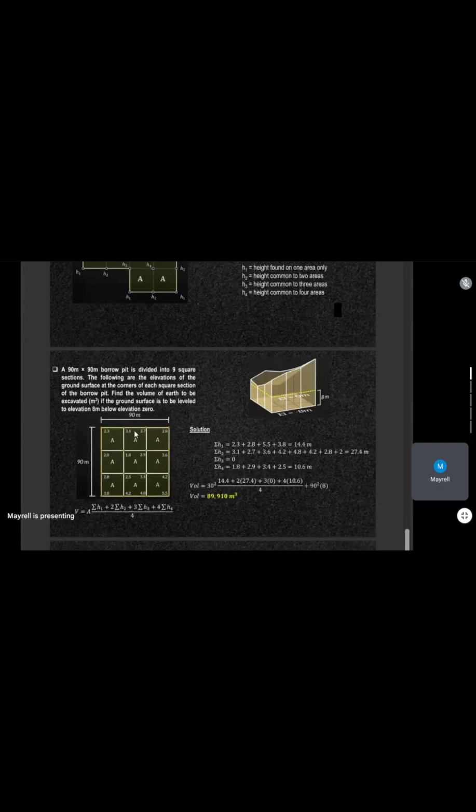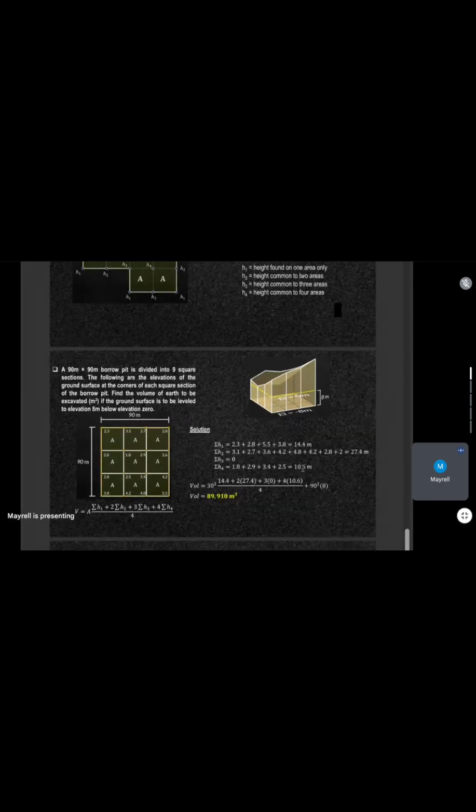So this one: 3.1 plus 2.7 plus 3.6 plus 4.2 plus 4.8 plus 4.2 plus 2.8 plus 2, is 27.4 meters. Summation of H3: it looks like this, it's just squares, so there's no H3, so 0. Summation of H4, common to 4 areas, those inside: 1.8 plus 2.9 plus 3.4 plus 2.5.